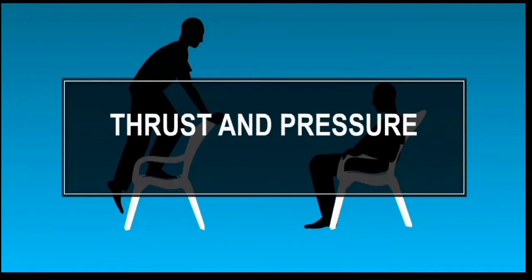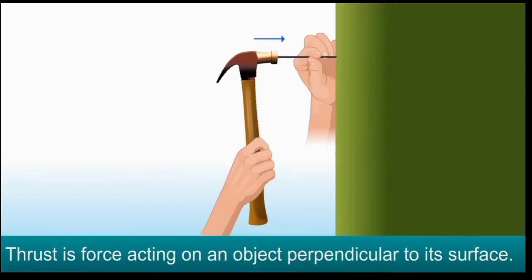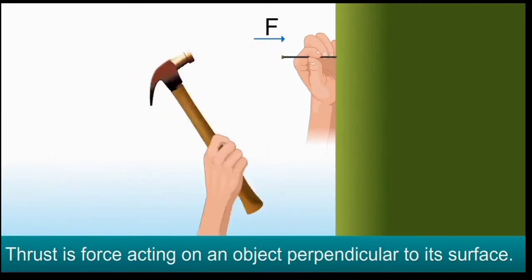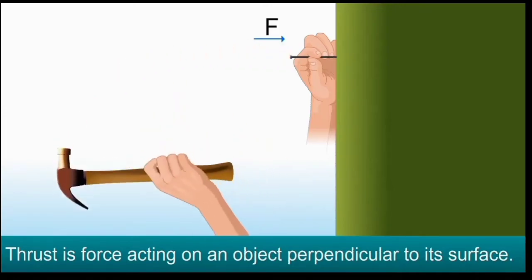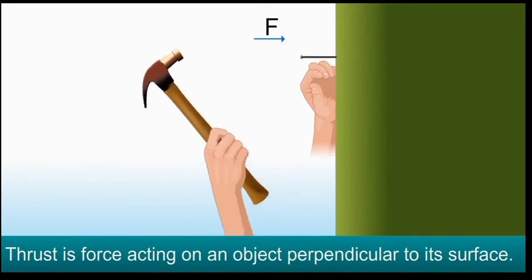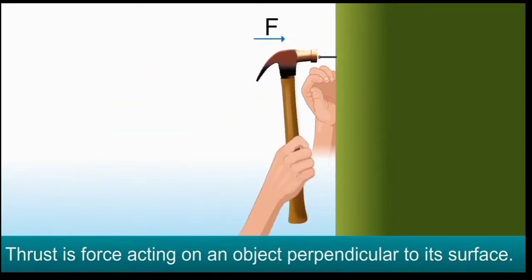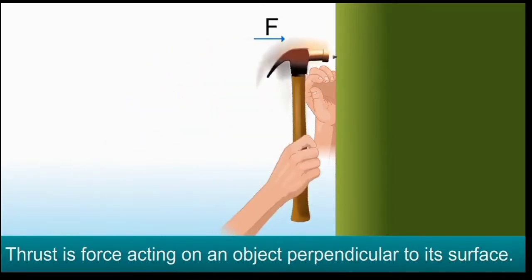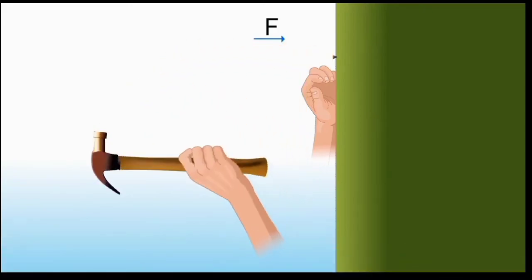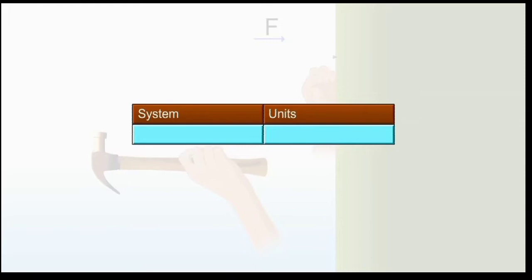In this module, you will learn about thrust and pressure. Thrust is force acting on an object perpendicular to its surface and is denoted by F. For example, consider the simple act of driving a nail into a wall with a hammer. The force that you exert on the hammer during this activity is thrust. Thrust is measured in Newton, denoted by N in the SI system.